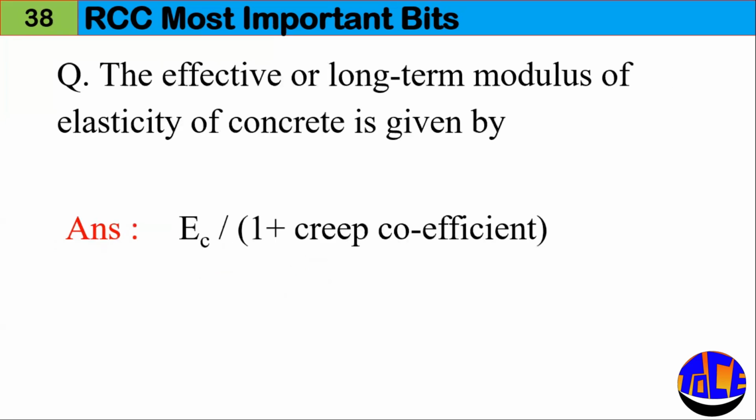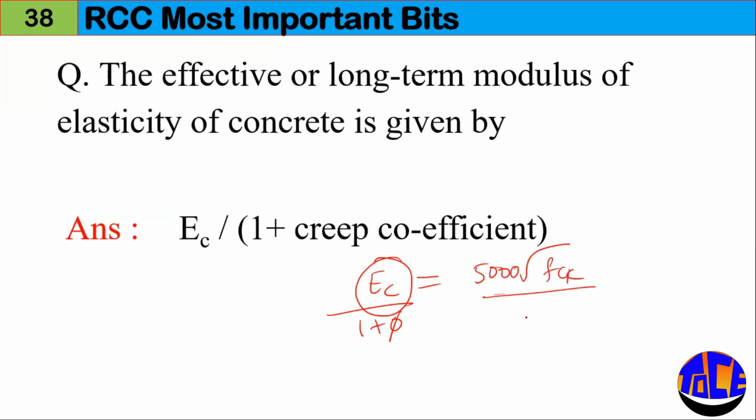Question number 38. The effective or long-term modulus of elasticity of concrete is given by Ec divided by 1 plus the creep coefficient, where Ec is equal to 5000 root fck. So we can write this as 5000 root fck divided by 1 plus theta.